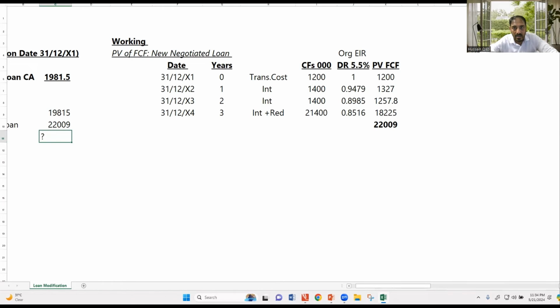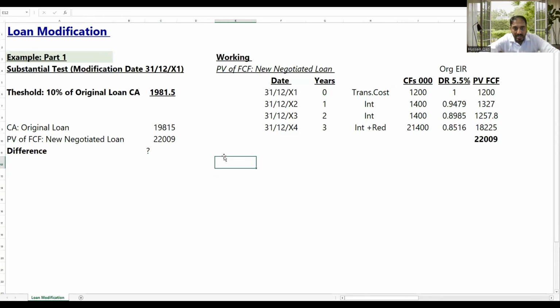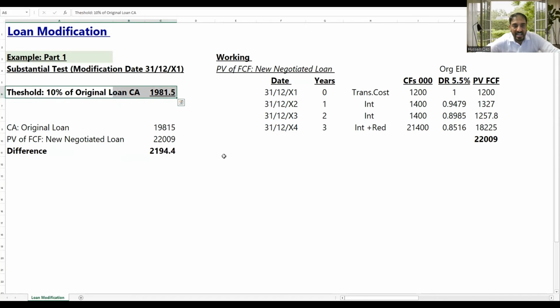I hope it's clear. So now it's a total amount. This amount is a total. And now calculate the difference. The difference is 2194. Compare this difference with 1984. So that means the difference is greater than the threshold.